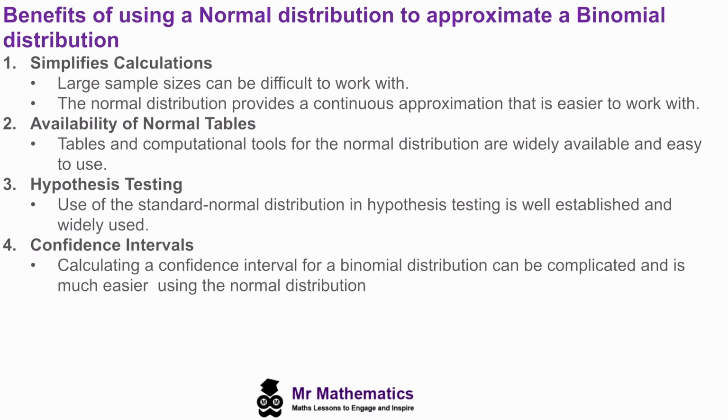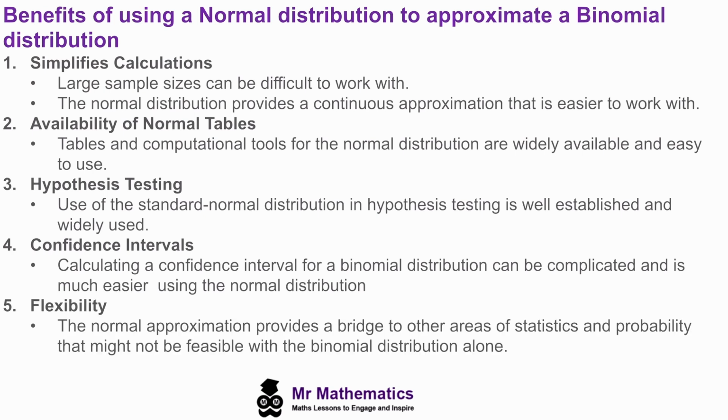Our next benefit is the confidence intervals. Calculating a confidence interval for a binomial distribution can be complicated, and it's much easier using the normal distribution. And the flexibility of a normal approximation provides a bridge to other areas of statistics and probability that might not be feasible with the binomial distribution alone.